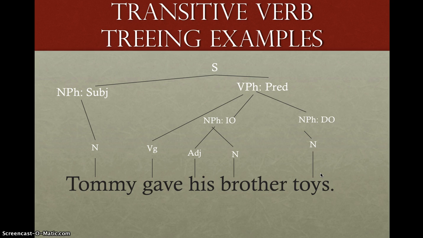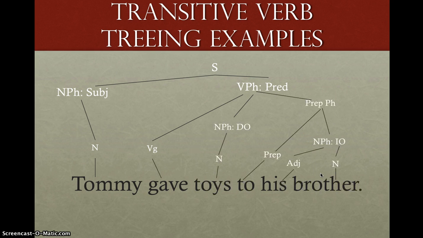Here's another option. Okay, very similar to what we saw before. Tommy gave toys to his brother. So in the first sentence, we had the preposition for. Now in this sentence, we have the preposition to. Okay? So Tommy gave, VG, direct object. What did he give? Toys.